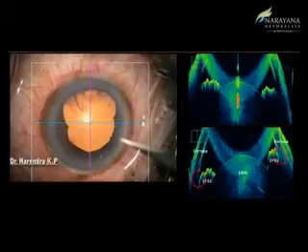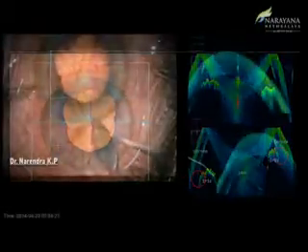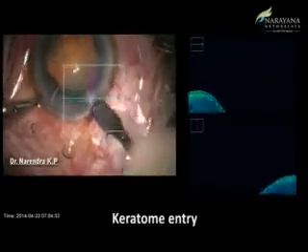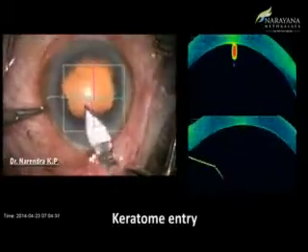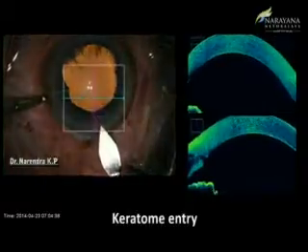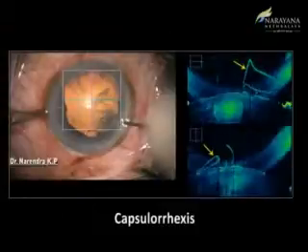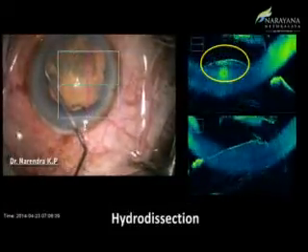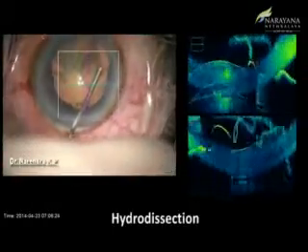At the beginning of surgery, we can notice that the angles are closed. We can see the intracorneal course and entry of the keratome into the anterior chamber. The entry wound is well appreciable. The anterior capsule is well seen during capsulorhexis. Adequacy of hydrodissection is denoted by the bulging forward and breaking of anterior cortical fibers.